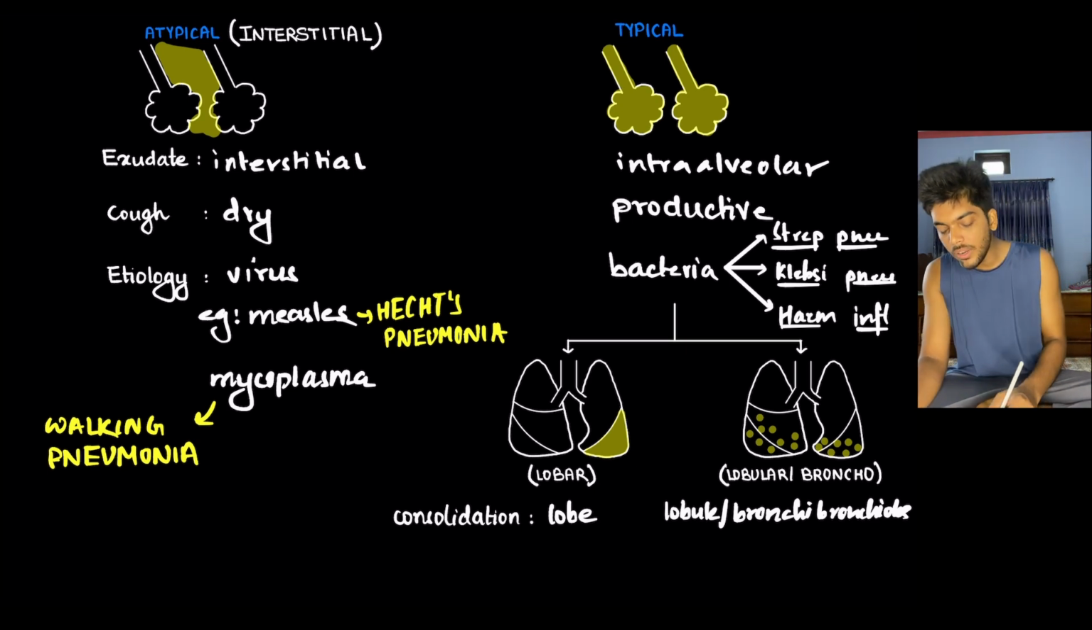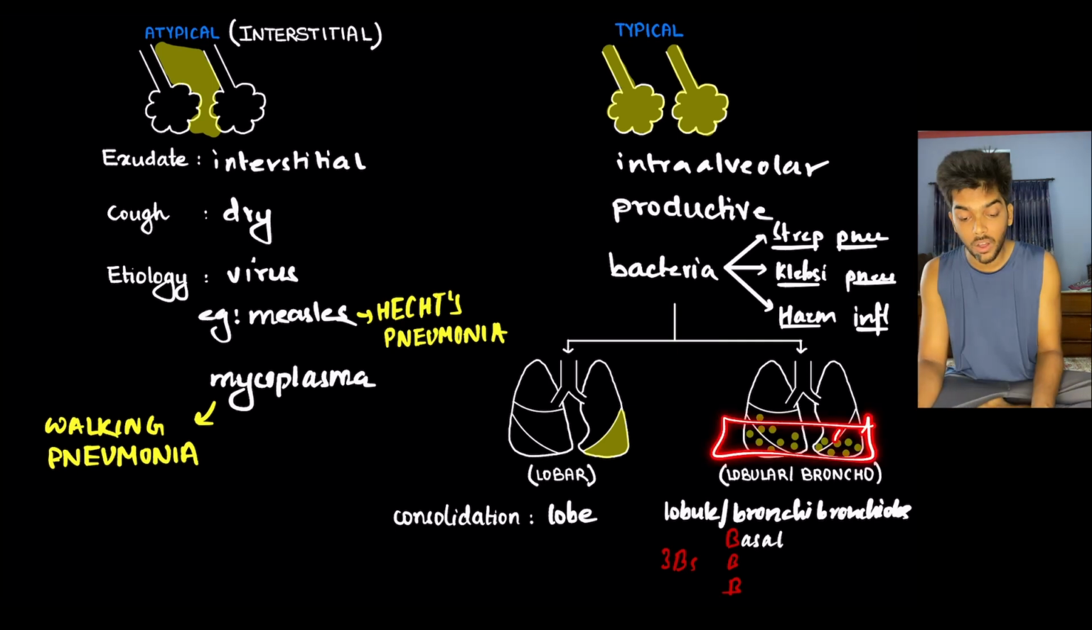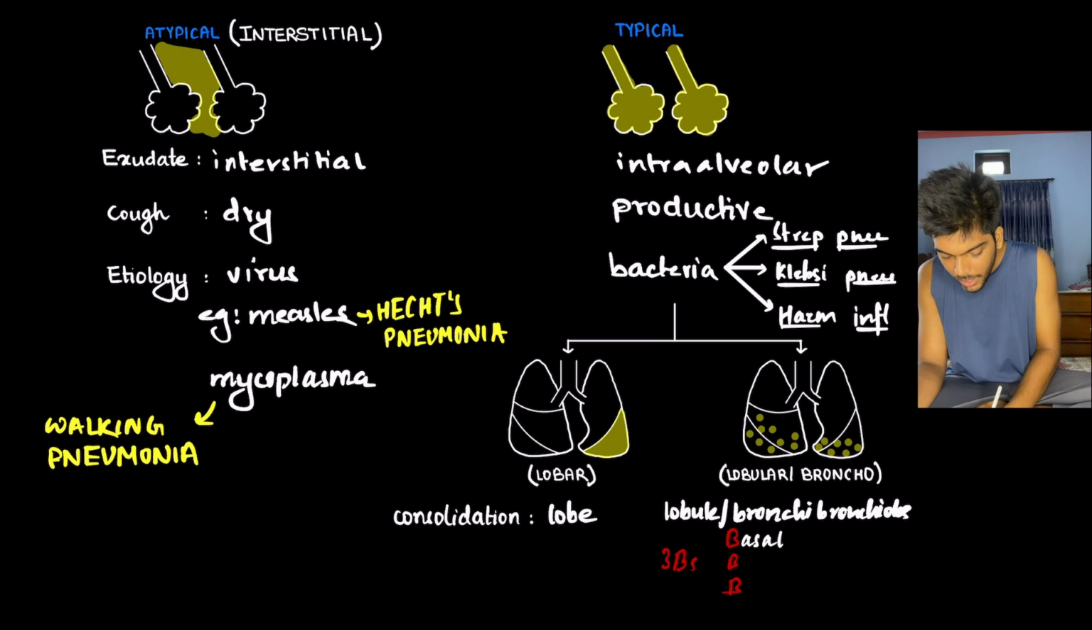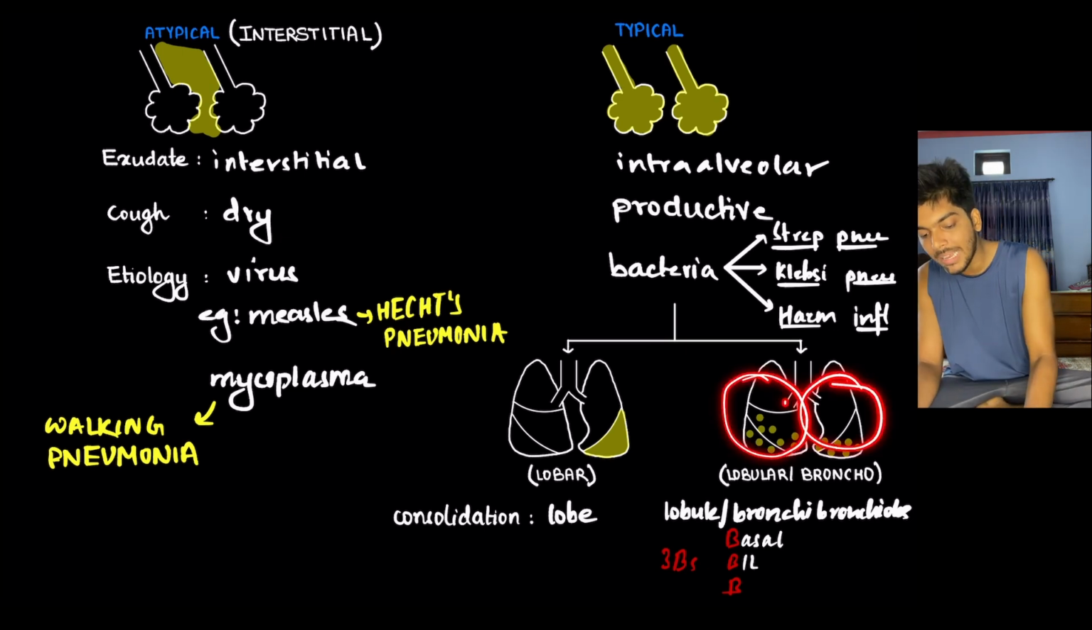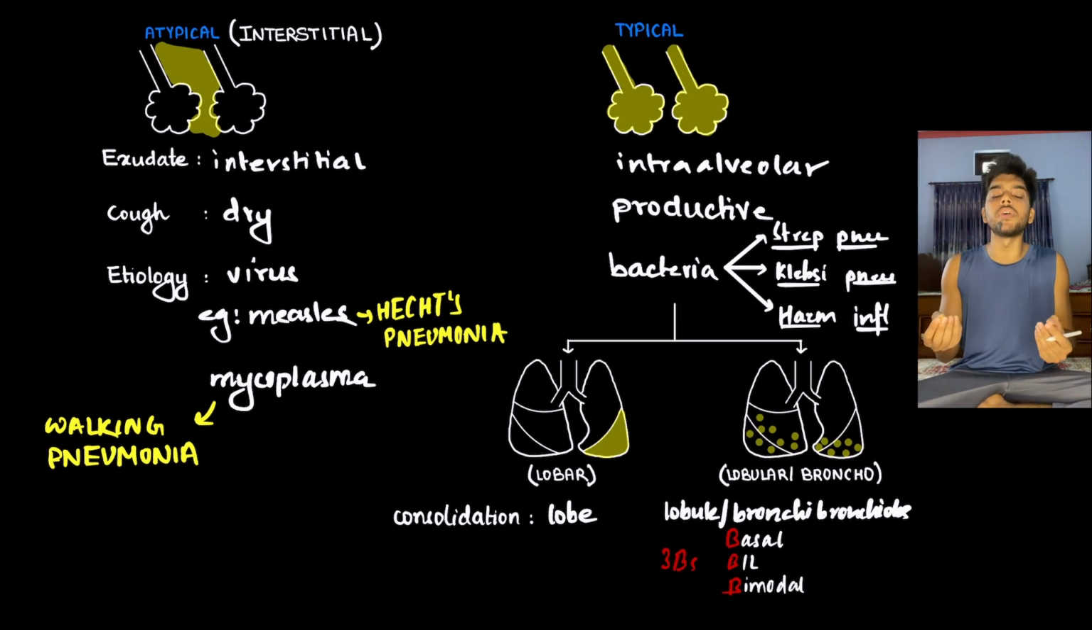Under lobular pneumonia, you need to remember the 3 B's. They are: B for basal, as you can see, the involvement is of the base of the lung. B for bilateral, as you can see, both the lungs have been involved. And B for bimodal, that is, it is found in both extremes of age, in young people as well as in old people.